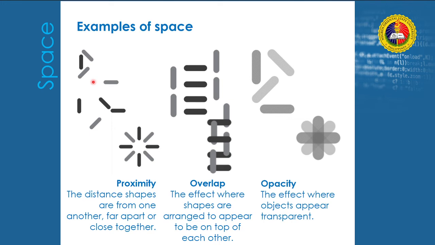So if they are kung layo sila or dool pod sila. Okay, so that is proximity. It is the distance from each other.